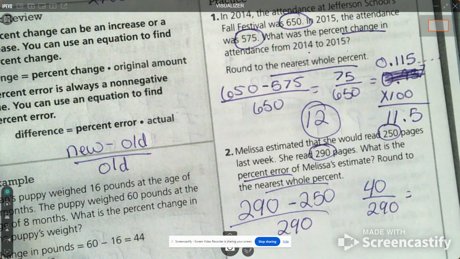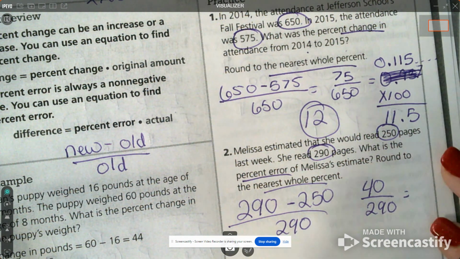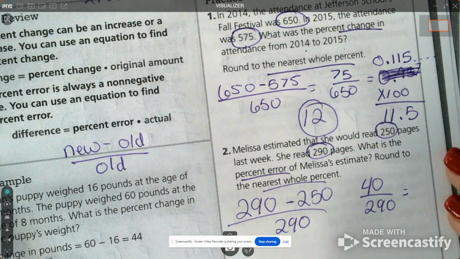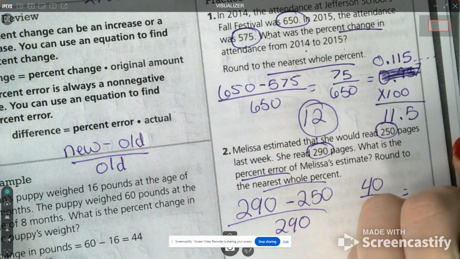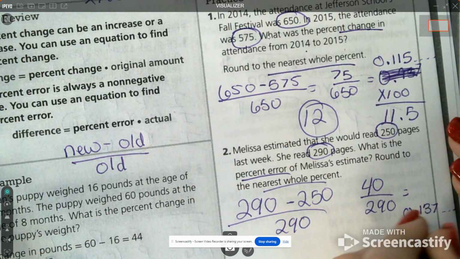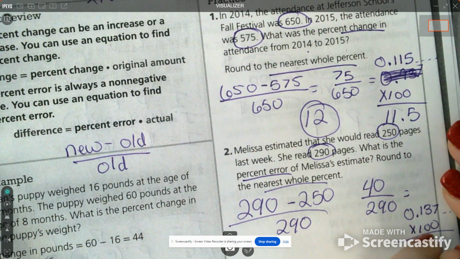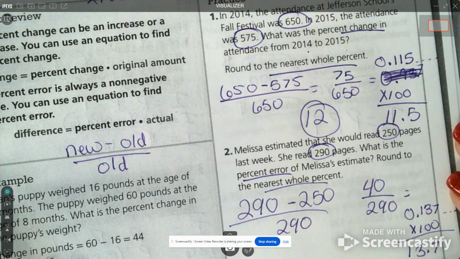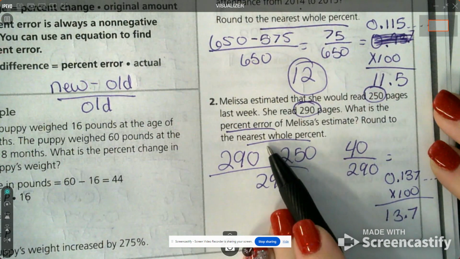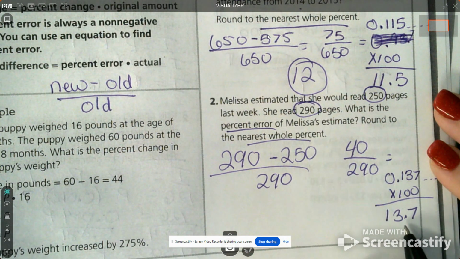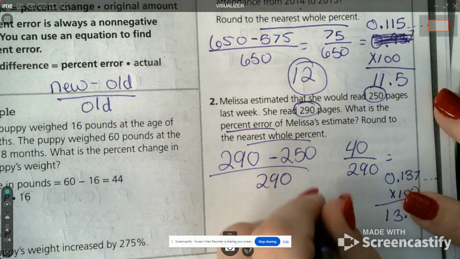So 40 divided by 290 is going to be another big long decimal. What do you get when you do 40 divided by 290? Jordan? 0.137. And a whole bunch of numbers. So remember, you have to multiply that by 100, which would be 13.7. You get most of your points here, but it asks you to round to the nearest whole. So would 13.7 round to 13 or 14, McKenna? It would round up to 14%.